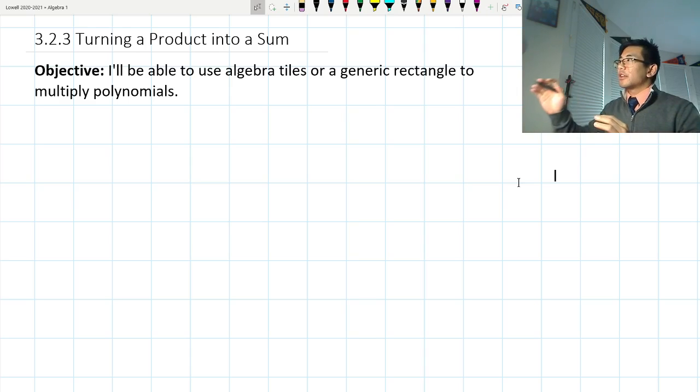And so the idea here is we could take any product and turn it into a sum. This will always work. Remember, in one of the other videos I mentioned that you can't always turn a sum into a product, but product to sum is always possible.